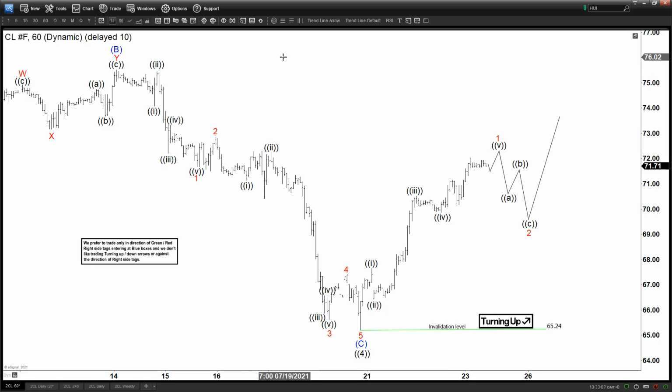Today we're going to be looking at the chart of oil, 60 minutes chart here. We can see that we are doing some kind of a zigzag. So we have a B here and we have a C ended here at $65.24, which ended with 4.